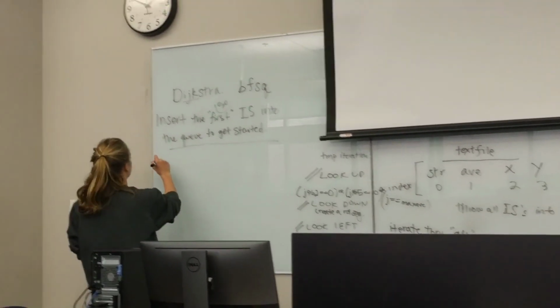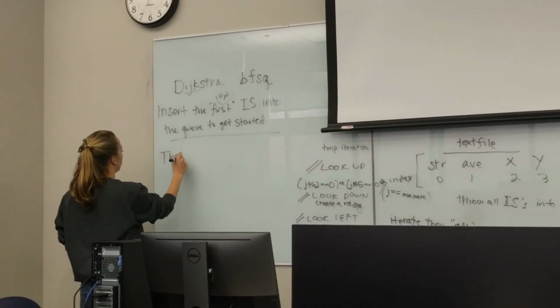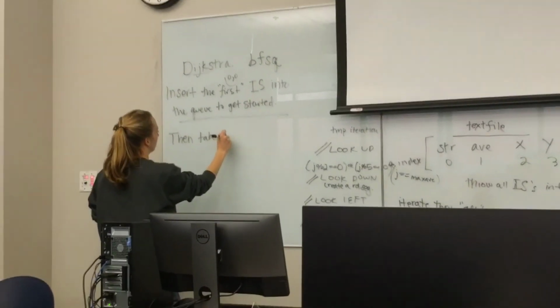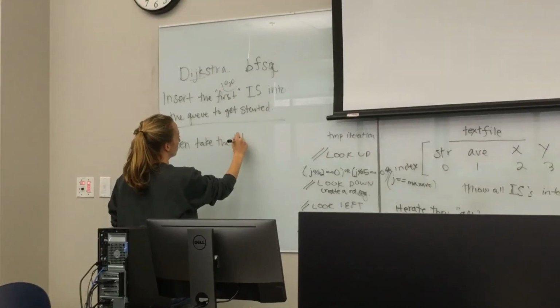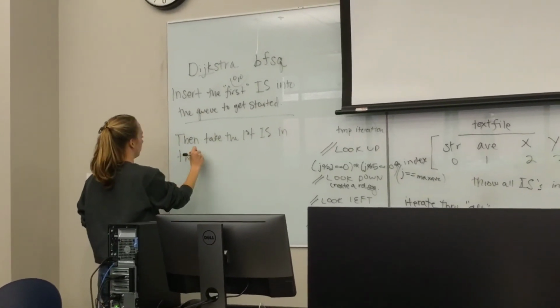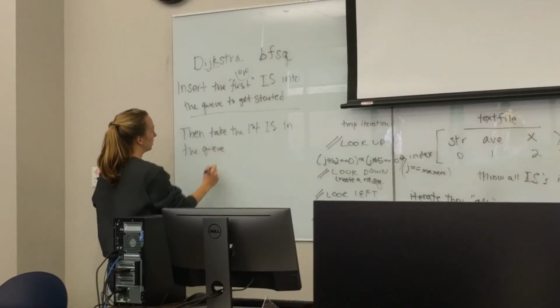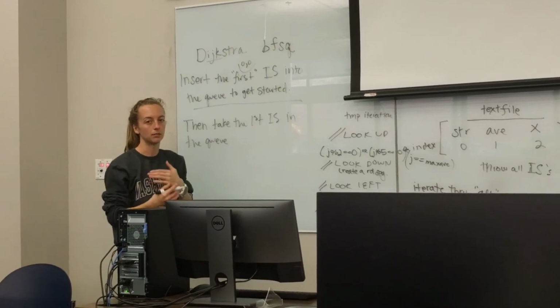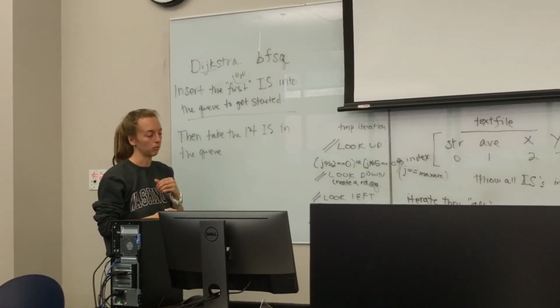So then we're gonna take the first thing in the queue. First intersection in the queue. When we start, it's obviously gonna be 0, 0, but we're gonna be constantly adding stuff to the queue, as you know when we do breadth first search.